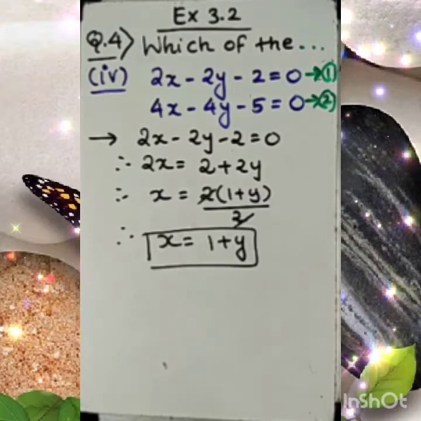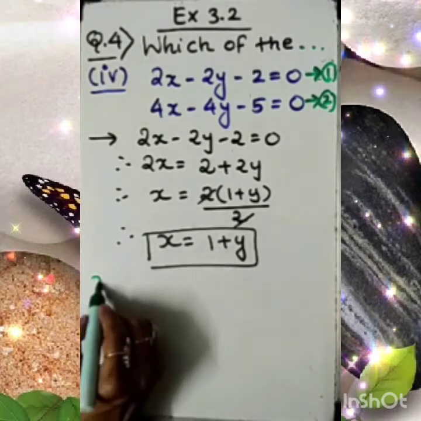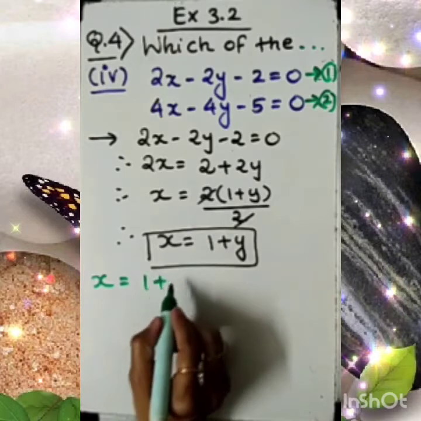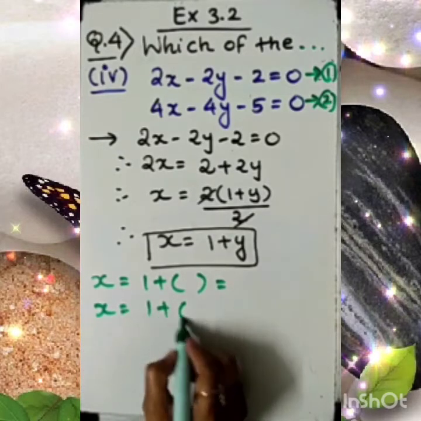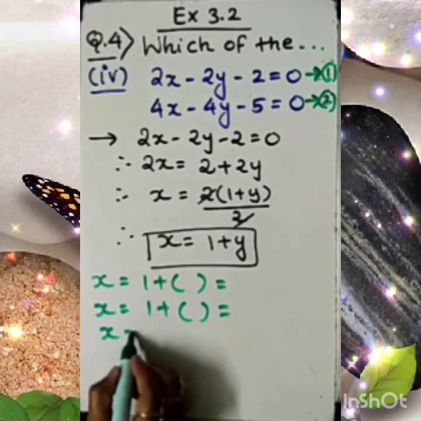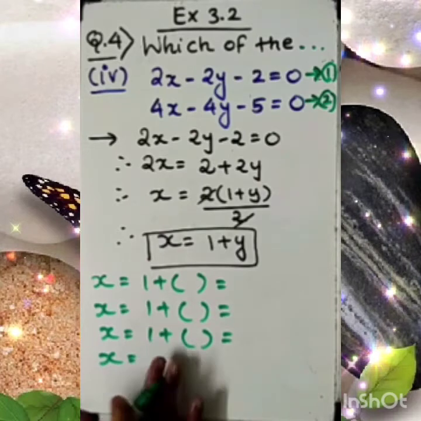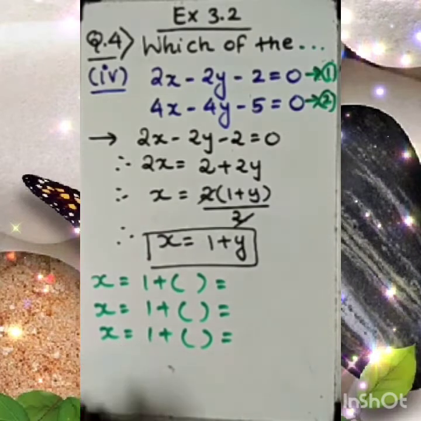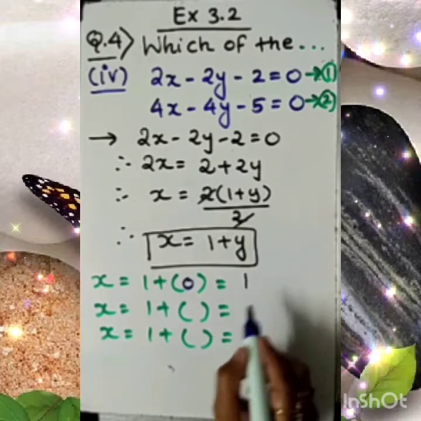Now dear student, for different values of y, we will find the value of x. So x equals 1 plus, here we need to put the value of y. I am choosing any 3 or 4; as usual, at least 3 must be chosen. So I'm taking 3. Here I'll draw the table also. Which value should we proceed with? Very simple, I want to go with 0. 1 plus 0 is 1.